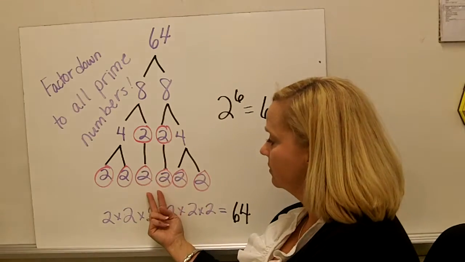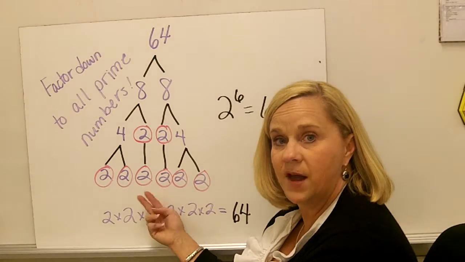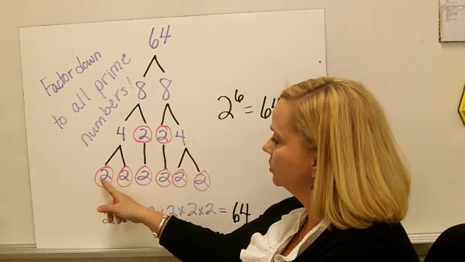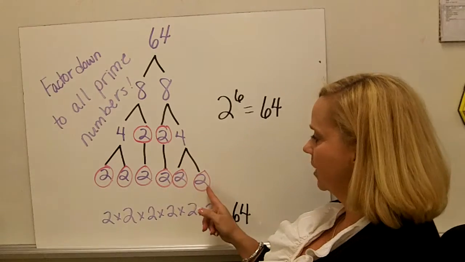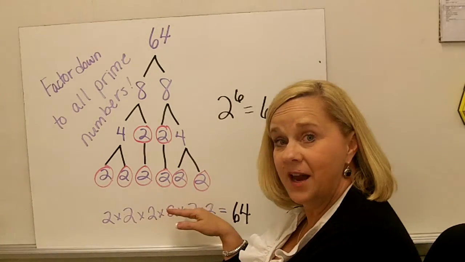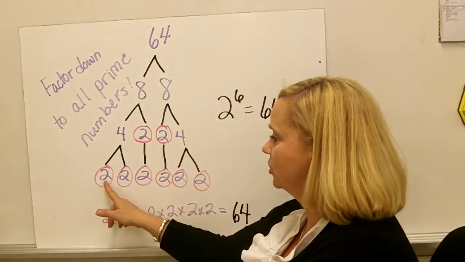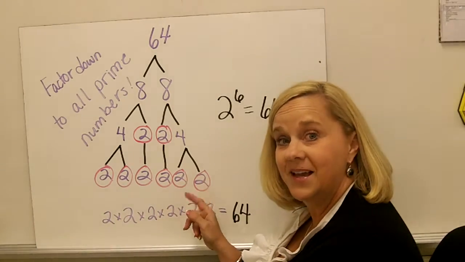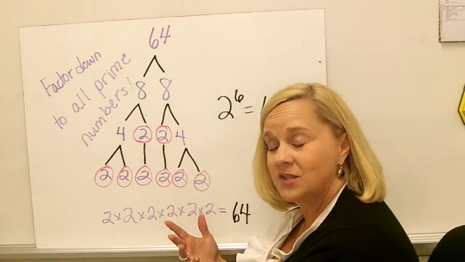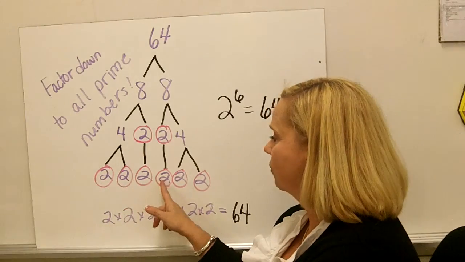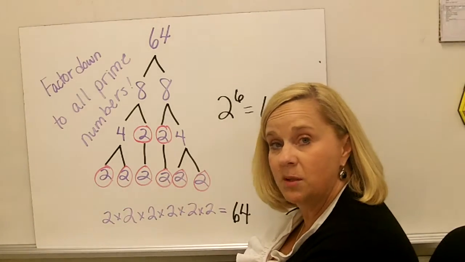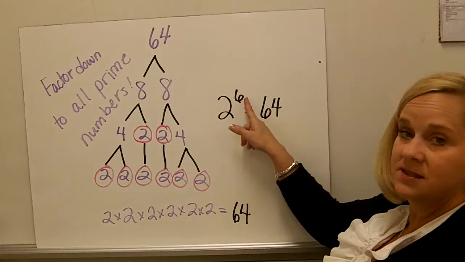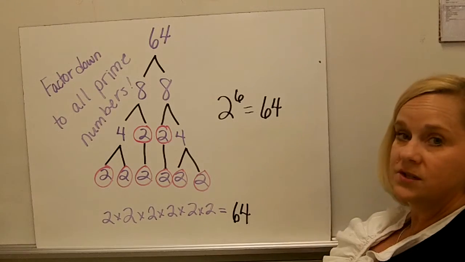These 2s, I'm bringing them down to the final tier of my factor tree so I don't forget them. I'm breaking 4 down into 2 times 2 here and 2 times 2 here. So my final level of my factor tree is 2 times 2 times 2 times 2 times 2 times 2. An easier way to write that is using exponents. I have 1, 2, 3, 4, 5, 6 times I'm multiplying 2, and I can simply write that 2 to the 6th power equals 64.